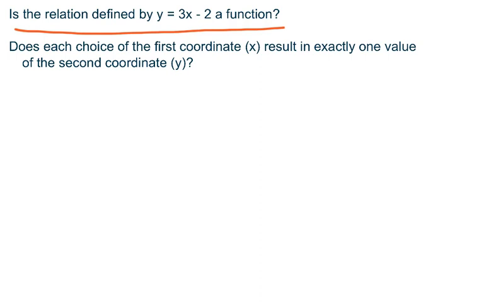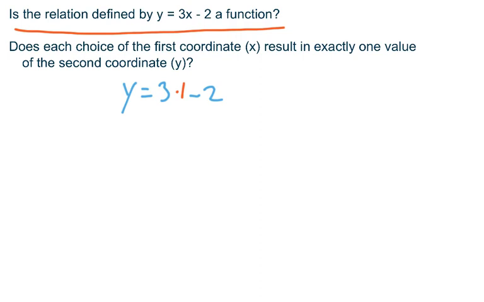Does each choice of the first coordinate result in exactly one value of the second coordinate? Now here's where you can use your imagination and think about what happened when you chose a value for x. Let's just pick 1 for the time being. In fact, let's literally pick 1. What if we had picked the number 1 for x? And I'm not so much interested in what number I get. I already figured that out.